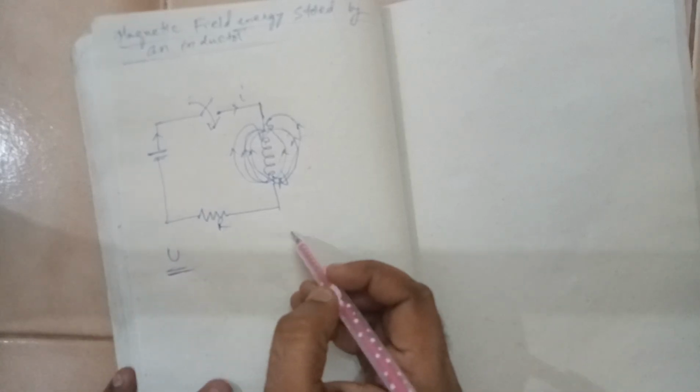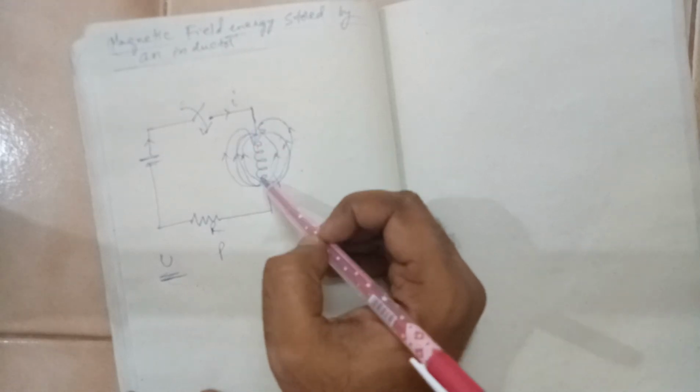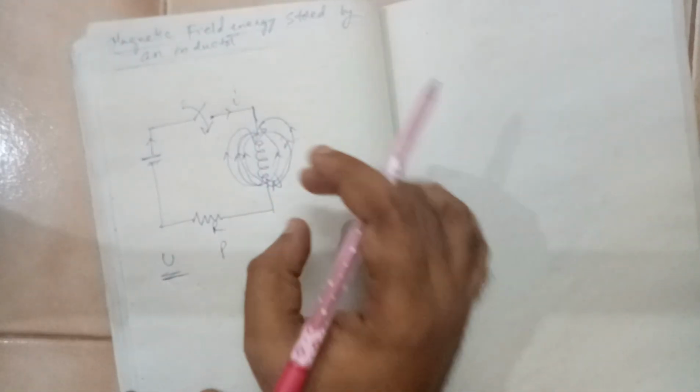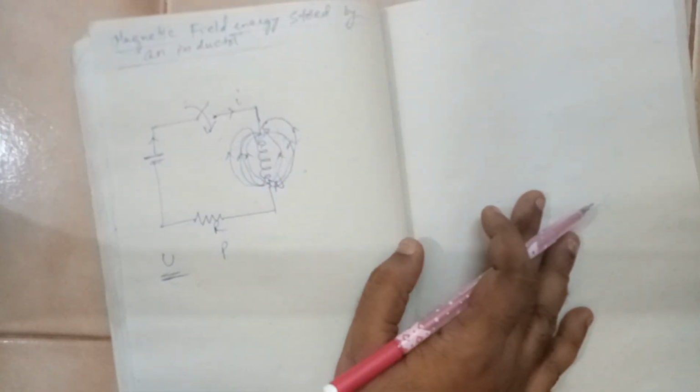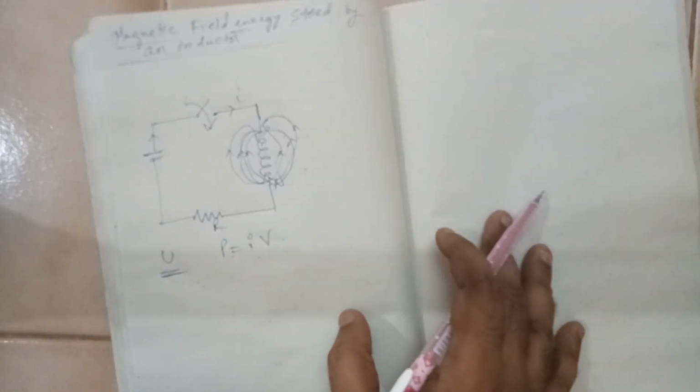Now to find out the magnetic field energy, we want to find out U. So there is an induced EMF because of this inductor, and let us say it is providing a voltage V. So can I find the power? Power will be I multiplied by V. This V is the induced EMF in the inductor.